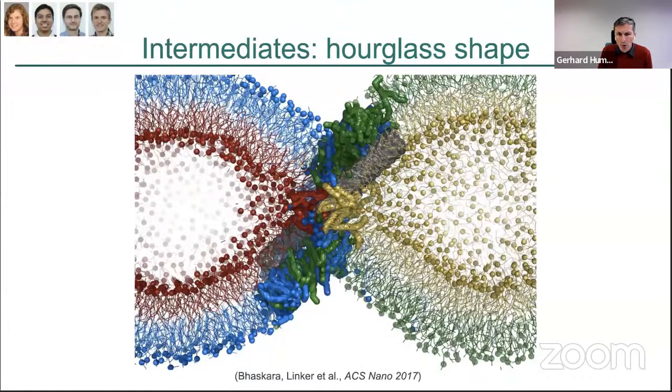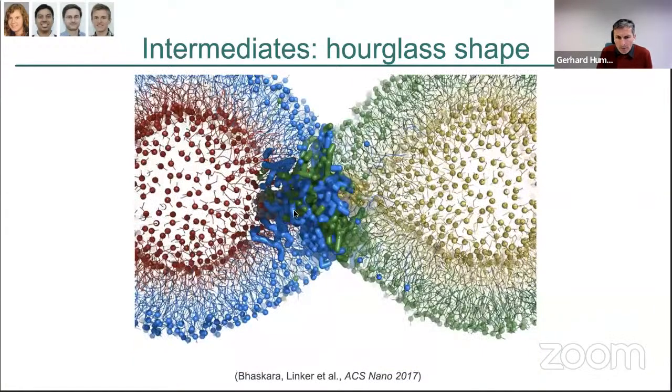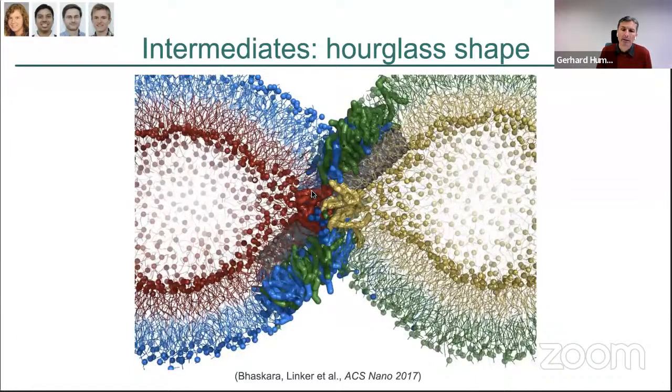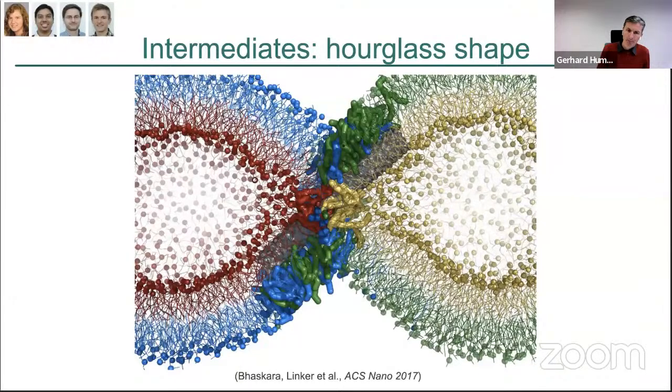And what to look for, shown here at the end of the movie, is the intimate contact between the red tails of lipids from the inner leaflet of the left vesicle and the yellow tails of the lipids of the inner leaflet of the right vesicle. Because in the fusion process, these two lipids have to fold over and open the fusion pore by breaking the symmetry of this structure.